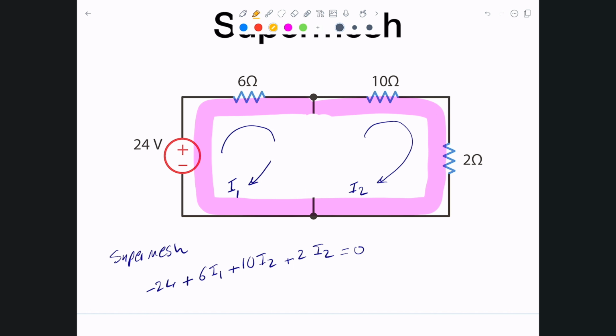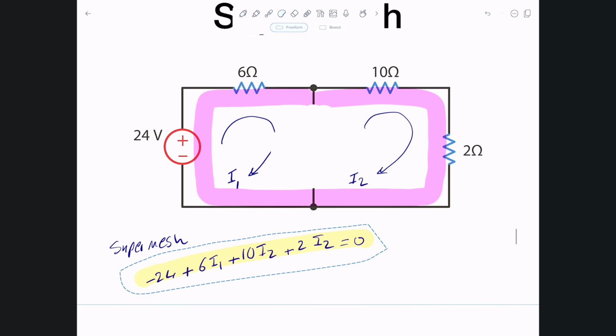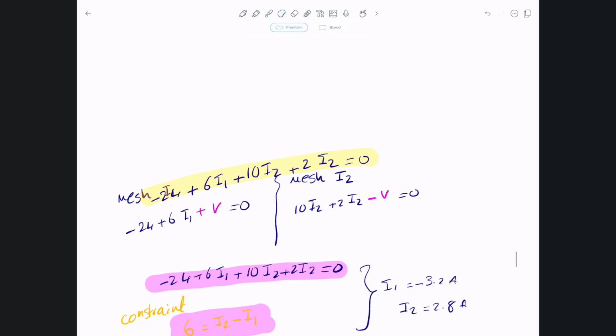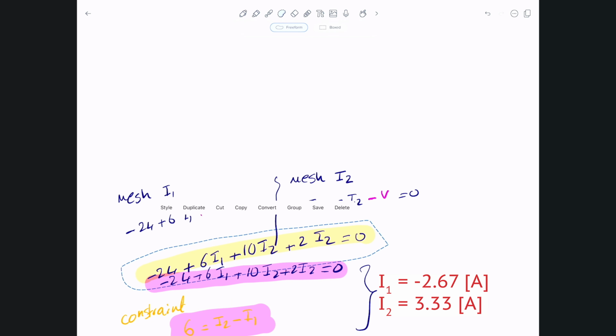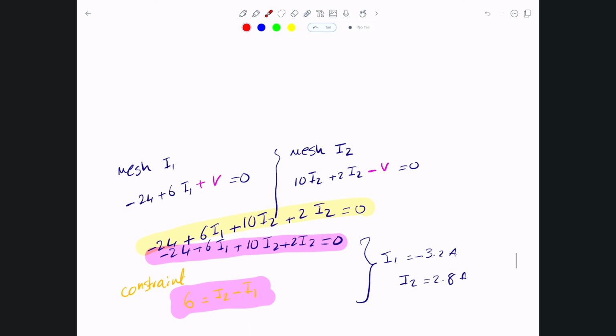I'll highlight this here, and I will just drag it to show you what we've done. We have written this equation before when we did that in here, look. So this equation is the same as the equation in here. This is the equation we wrote by writing the first mesh and the second mesh, and then we added them together, and by adding them we got rid of these plus V minus V. But the super mesh was able to give me that equation directly without me having to write two separate equations.